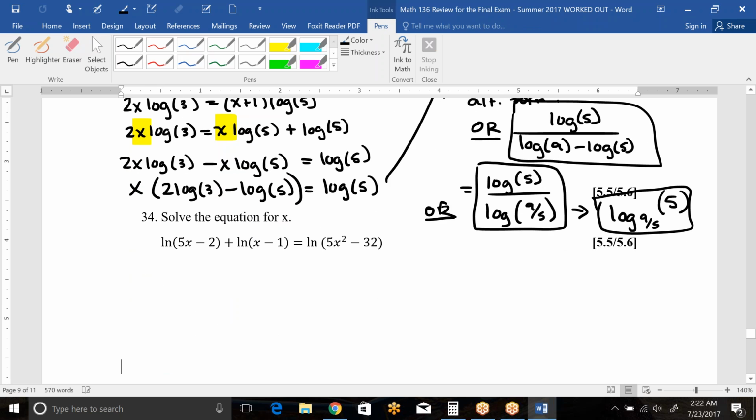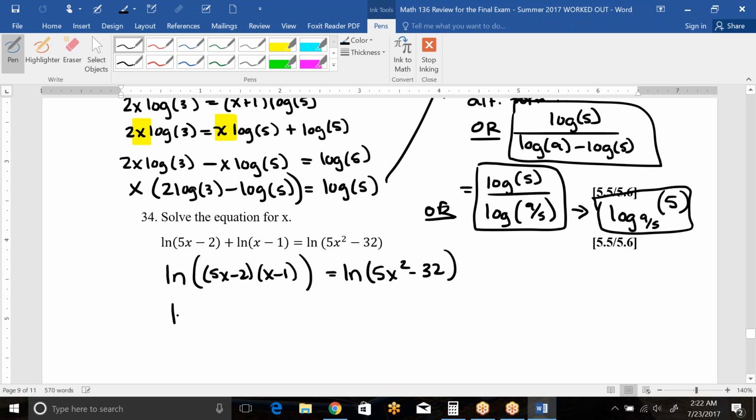Okay, for number 34, this is also from 5.5 and 5.6. There's a property that says if two logs are on the same side and they have the same base and they're separated by plus, you can combine them by making it multiplication of the arguments. So then this would be FOILed out. So that's 5x squared minus 5x minus 2x plus 2. Combine like terms.